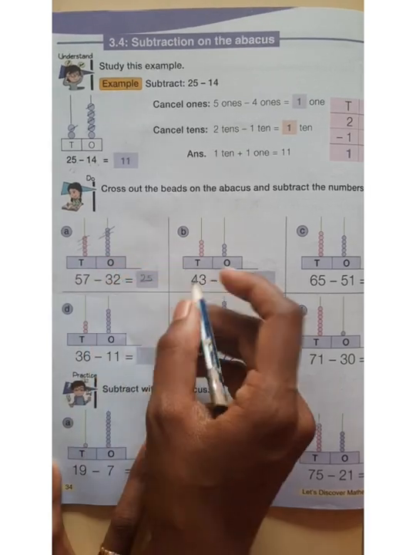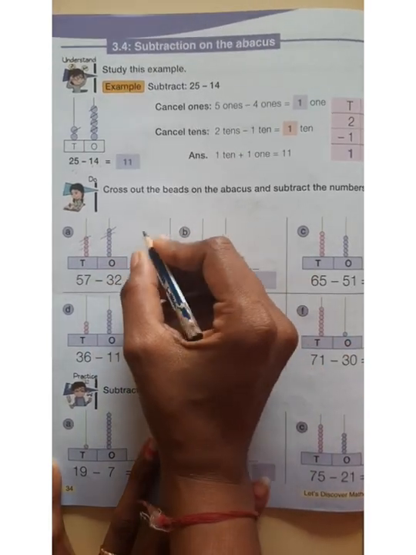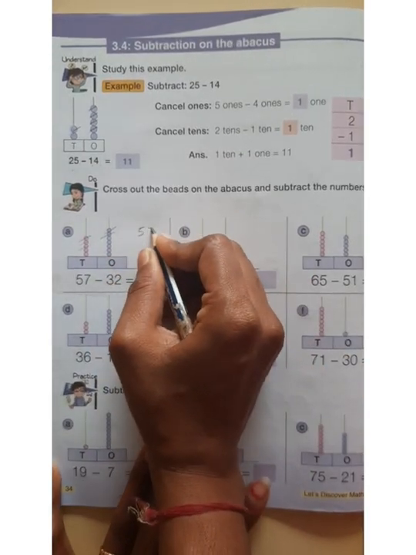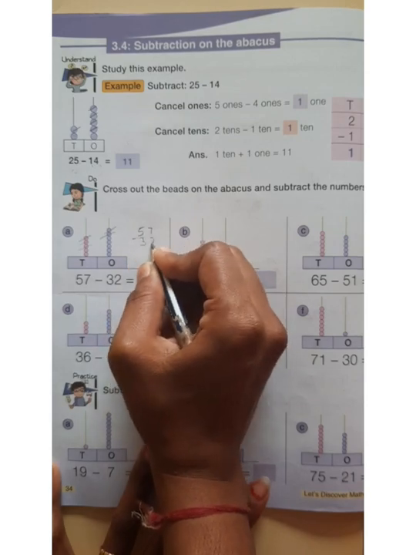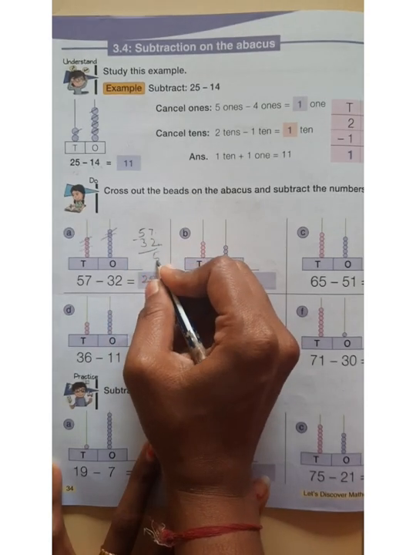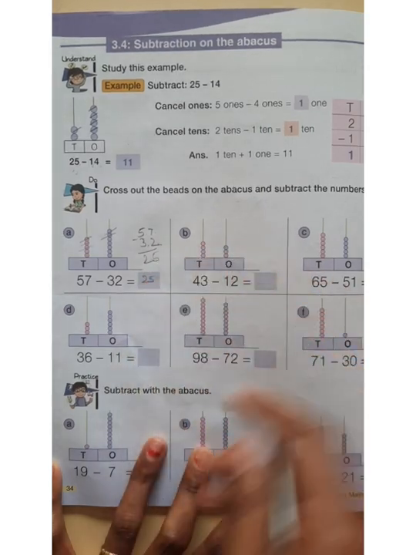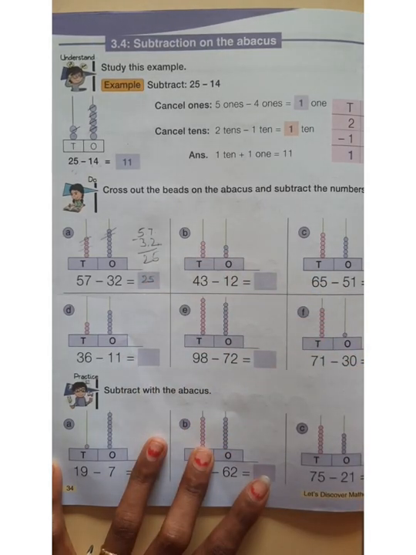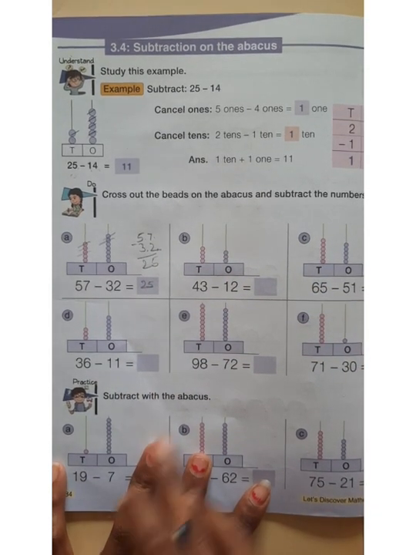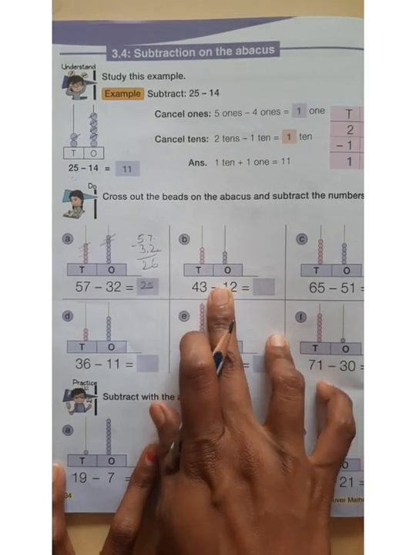If you want to make a correction, cross-check: you get 57 minus 32. 7 minus 2, the answer is 5. 5 minus 3, the answer is 2. Isn't it? It's very easy. Now we will do it here.